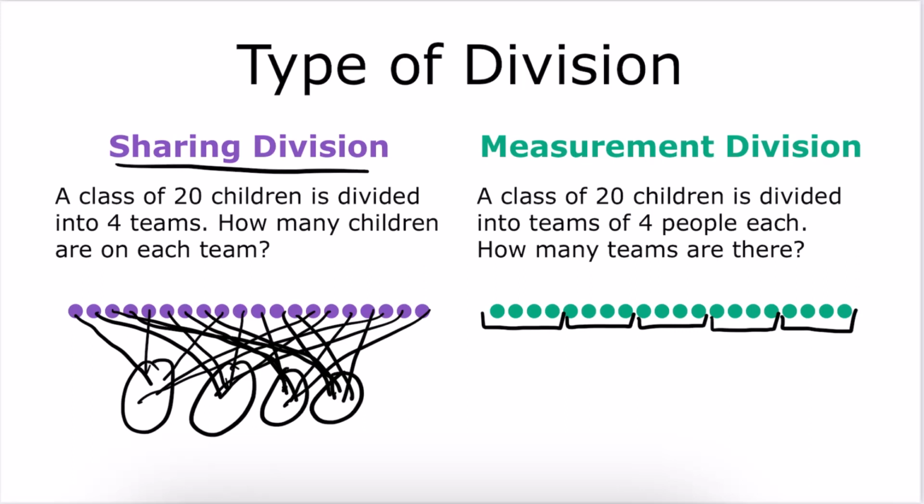Both of these division problems are solved by doing 20 divided by 4, but the meaning of the division is different. In sharing division, 20 divided by 4 means that you're taking 20 children and splitting them up into 4 groups. With measurement division, you have 20 children and you're dividing them up into groups of 4. And that means that the quotient, or the answer to the division, also represents something different. In sharing division, the quotient represents how many children are on each team, versus in measurement division, it's how many teams you have.